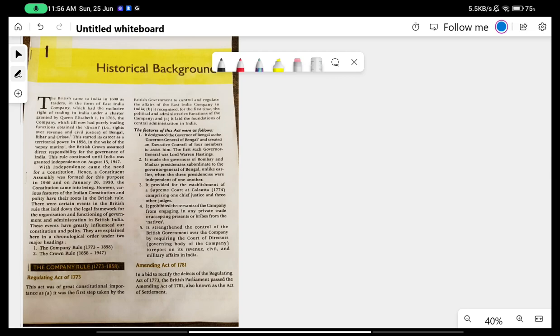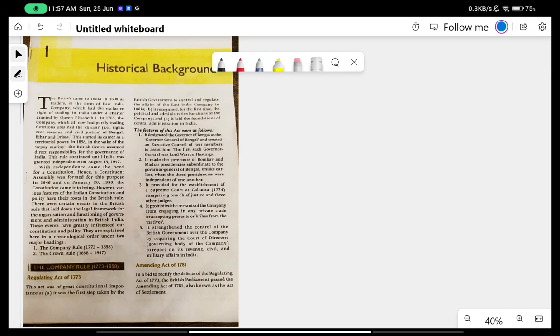So the first act that came was the Regulating Act of 1773. This was the first step taken by the British government to control, regulate or check the affairs of the company in India. So before this, the company had free rein.